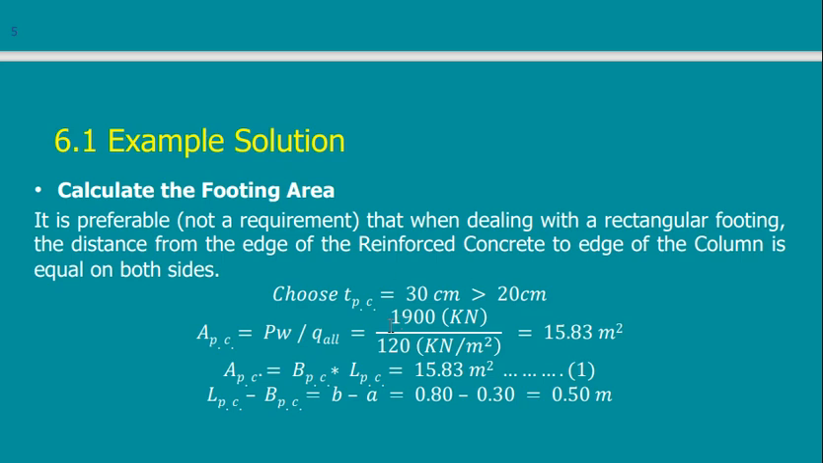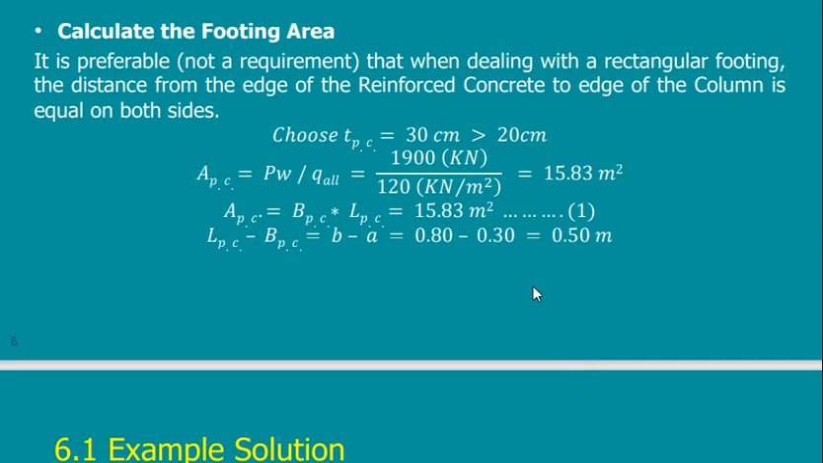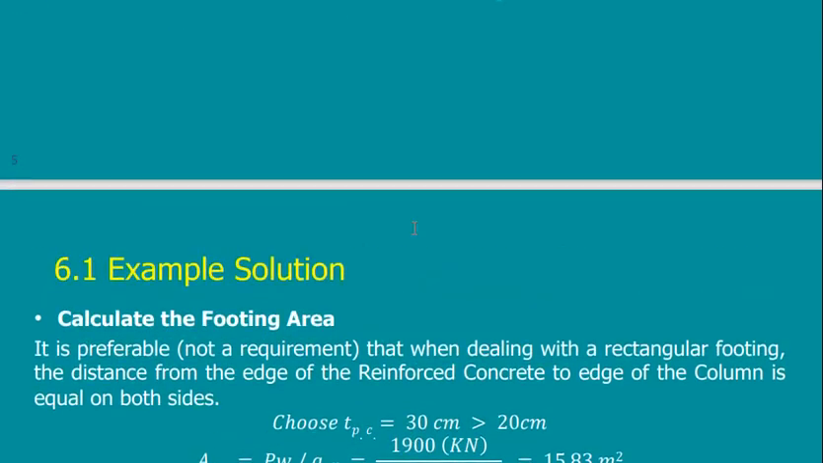So to do this, I will have to consider two equations. The first equation is the area of PC, L by B. It should be equal to 15.83. This is my first equation. This is my first deduction. This is what I should reach. This is number one.